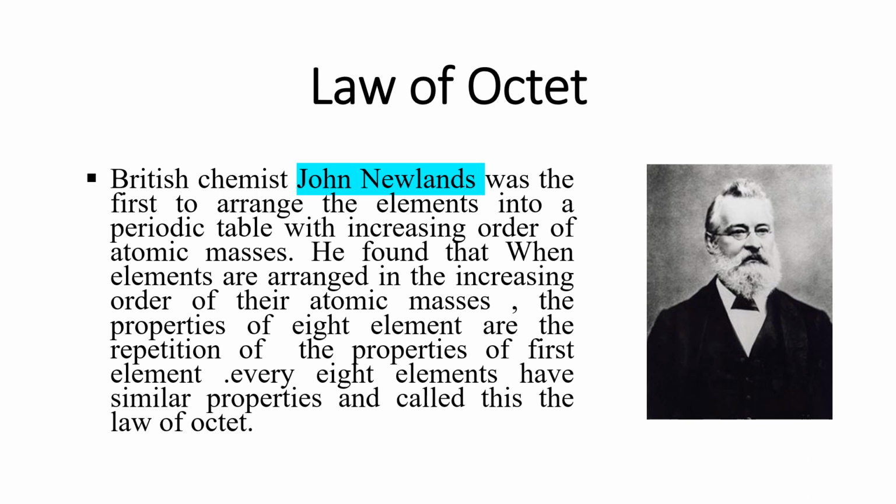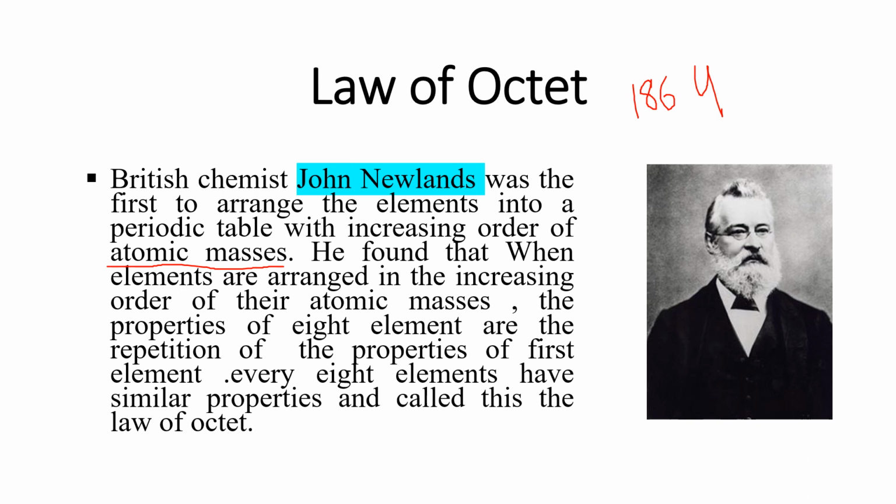In 1864, the English scientist John A. R. Newlands, the British chemist John Newlands, was the first to arrange the elements into a periodic table in increasing order of atomic masses. Look at this. This was the increasing order of atomic masses.